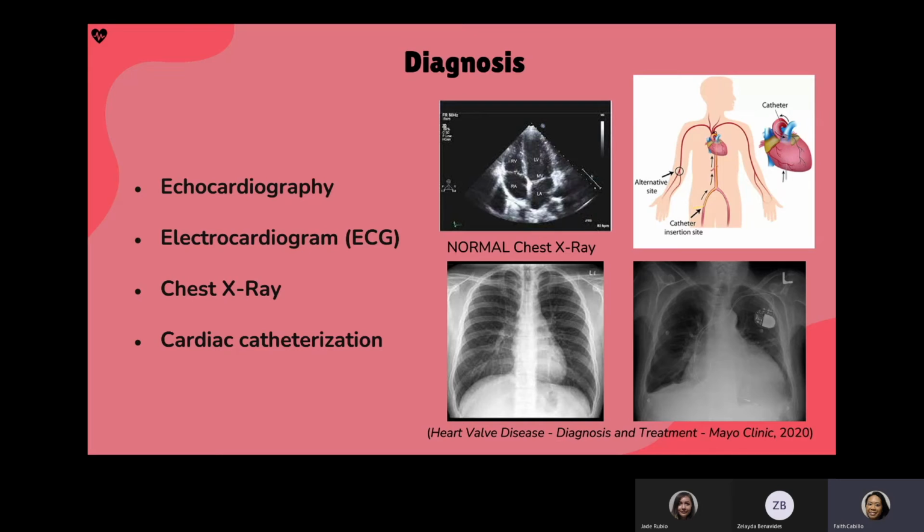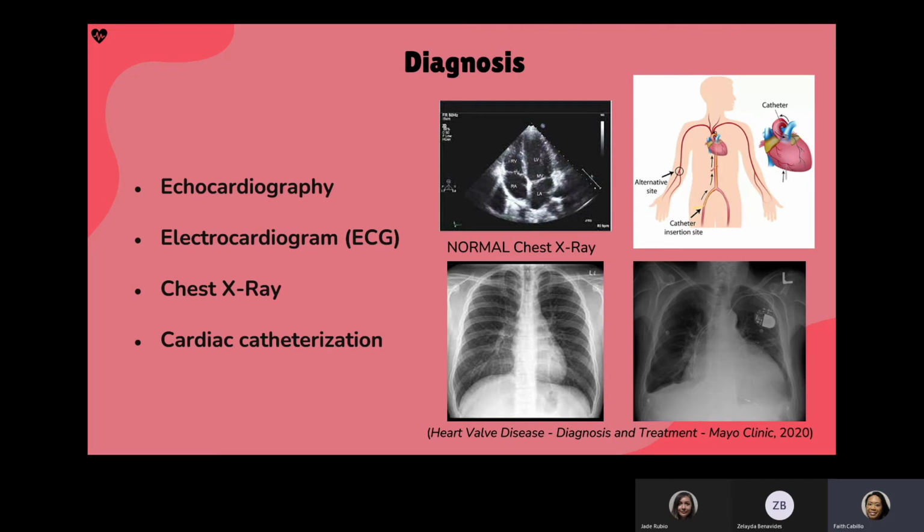A couple tests that can be done to diagnose valvular disease could be either an echocardiogram, an electrocardiogram, a chest x-ray, or a cardiac catheter. The echocardiogram is the gold standard test. It will image the heart in real time.